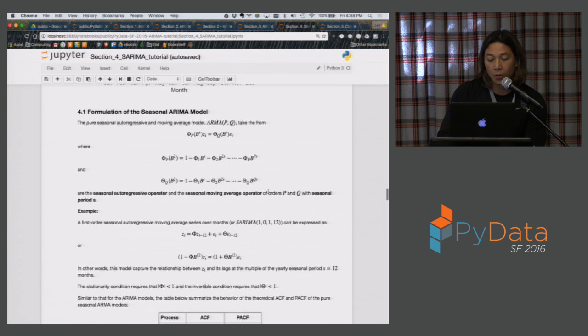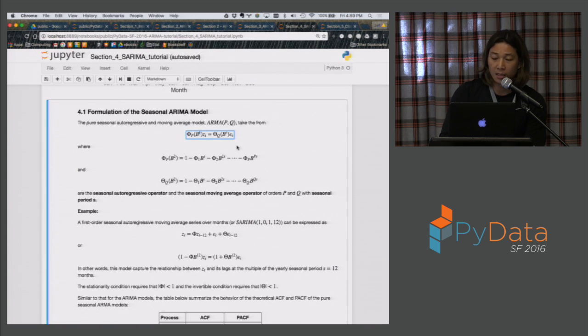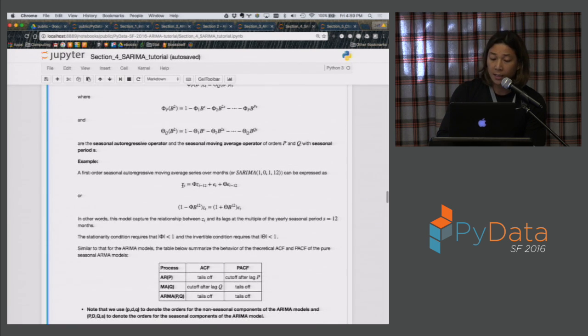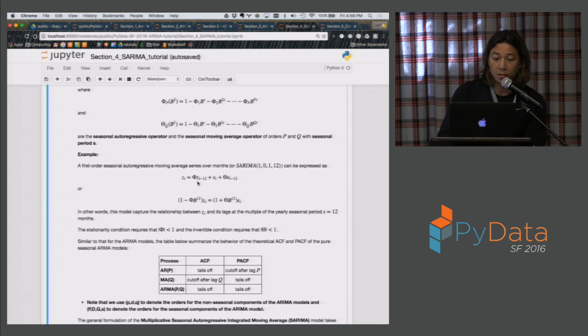So, the seasonal component. If I have a purely seasonal ARIMA model, it looks almost identical to the ARIMA model, with the exception that the backshift operator is now a multiple of order S. S in this case could be 12. If it is 12, then my current information is a function of the information 12 months ago, or 12 periods ago, as well as the shock and the shock 12 periods ago.